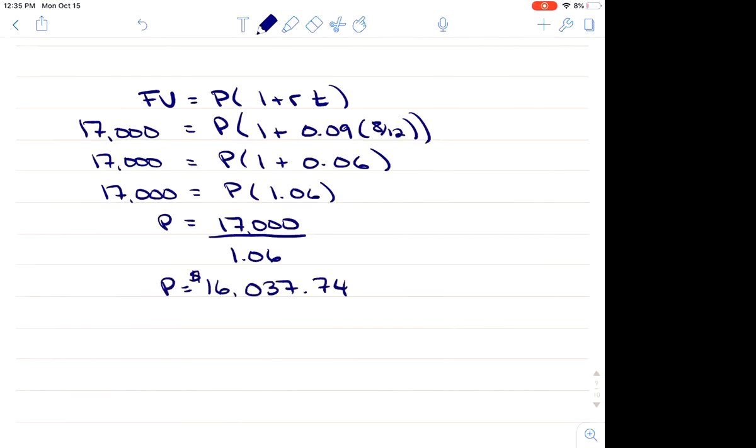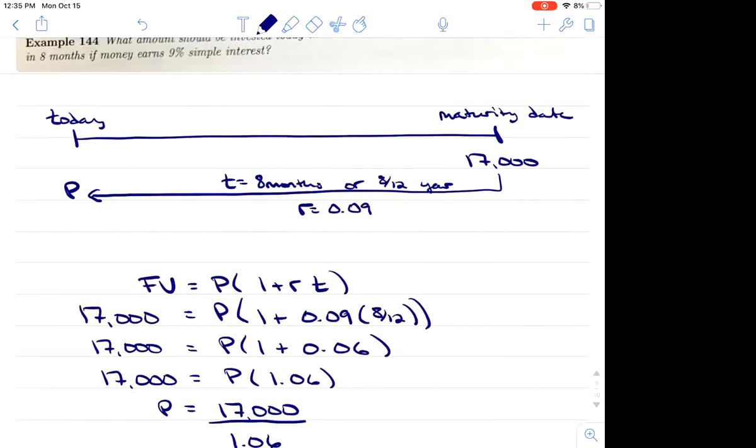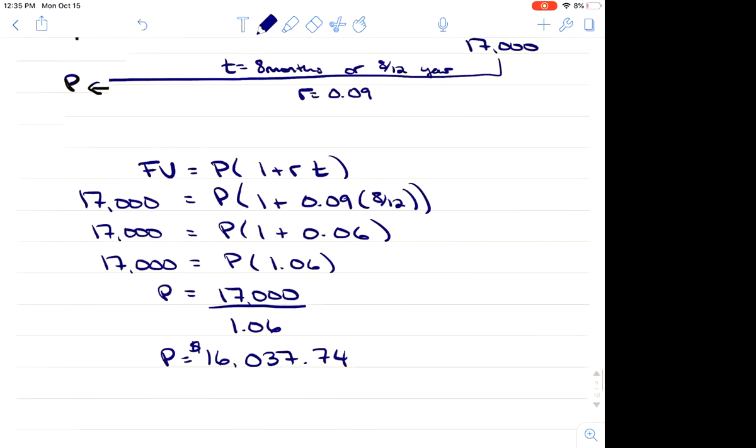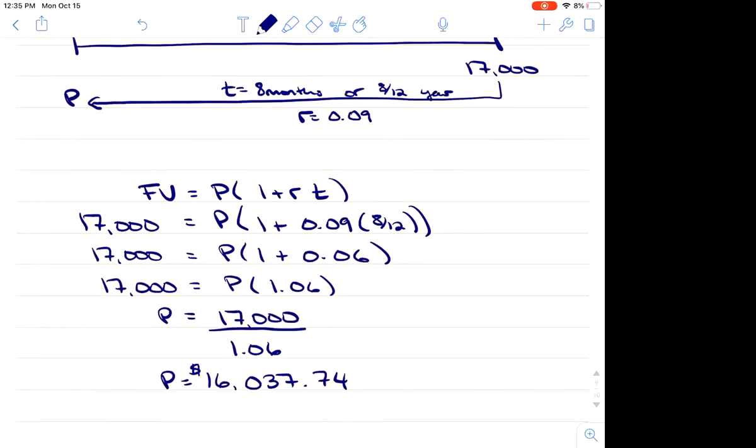Nice. So looking back at our timeline then, right, we would have to invest $16,037.74 for it to grow to a total of 17,000 in 8 months at a rate of 9%, sorry.